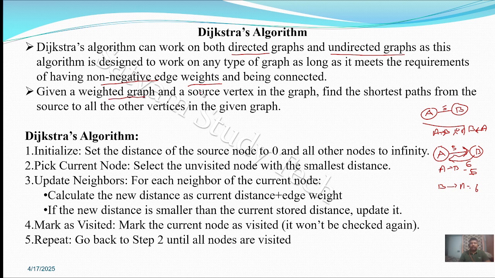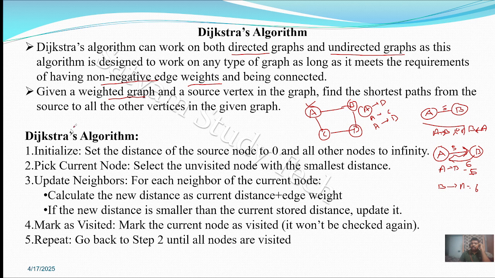Given a weighted graph and a source vertex in the graph, find the shortest path from the source to all other vertices. For example, here is a graph. A to B, here it is C and here D. So these are the four vertices. I consider A as the source vertex, then you have to find A to B, A to C and A to D. So this is the source vertex. You can find all other vertices, and then find the shortest path.